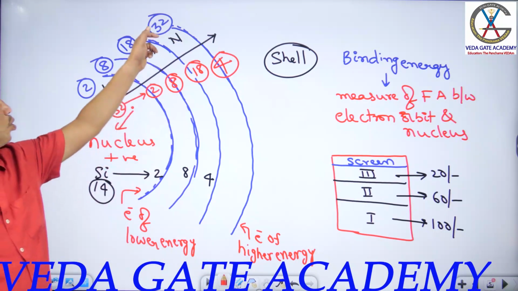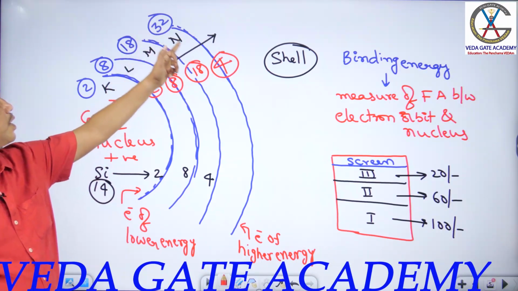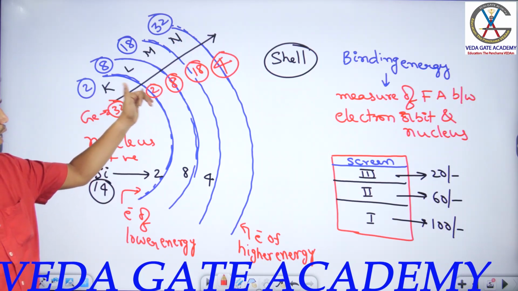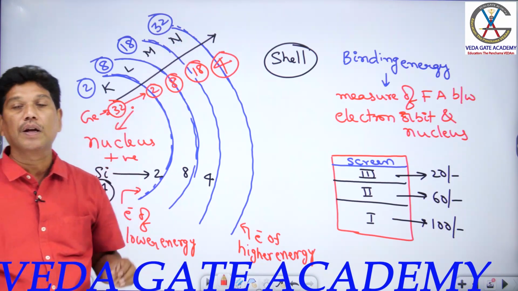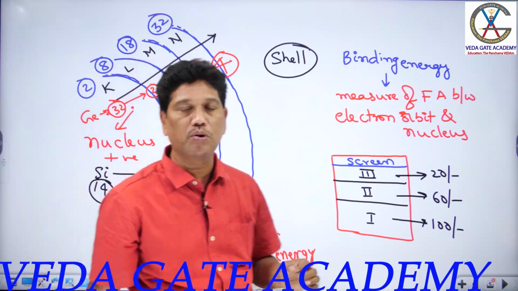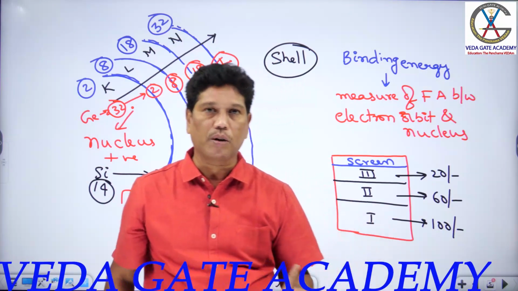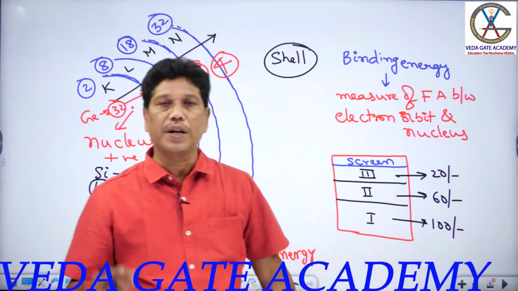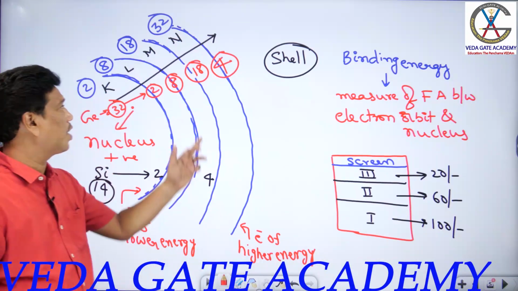So who should be the outermost for germanium? That is nothing but N. That's my option. So depending on the electronic configuration, any cell can be the outermost. Don't say the N should compulsorily be the outermost. That may be M or N, whatever it may be. Any cell may be considered as the outermost.